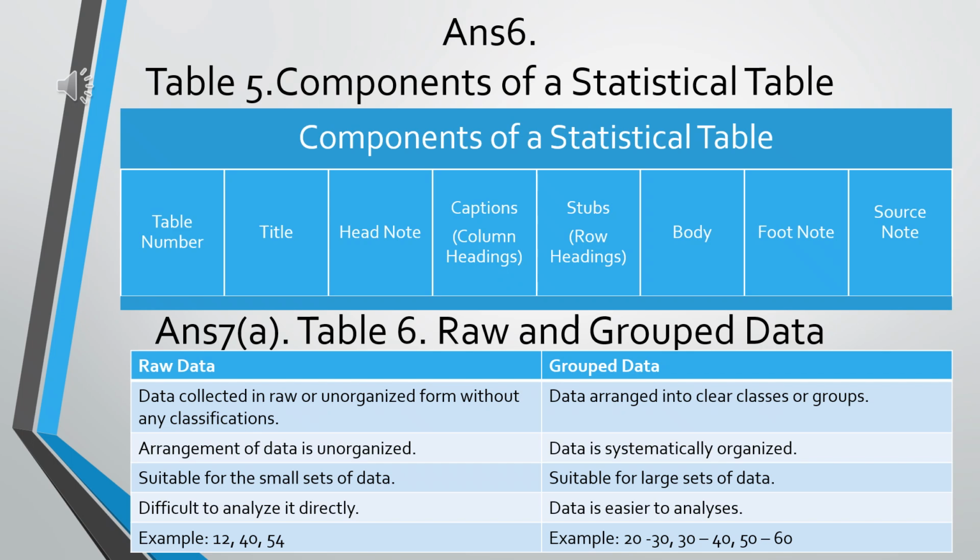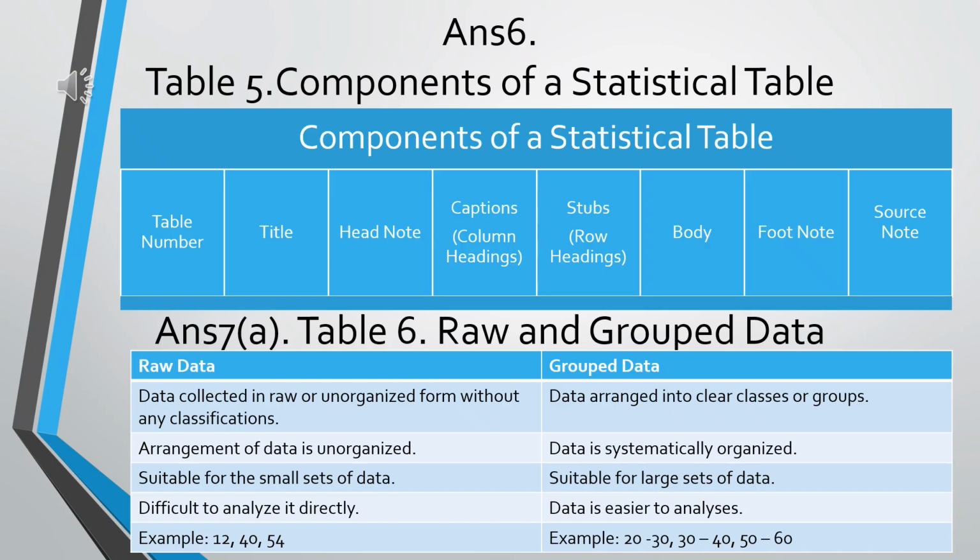The next answer, which is answer 7A, is to distinguish between raw data and group data. So raw data is the data collected in raw or unorganized form without any classification. And group data is data arranged into clear classes, categories, or groups. Next, the arrangement of data is unorganized in case of raw data, while in group data, data is systematically organized.